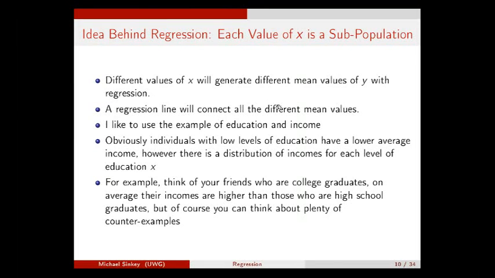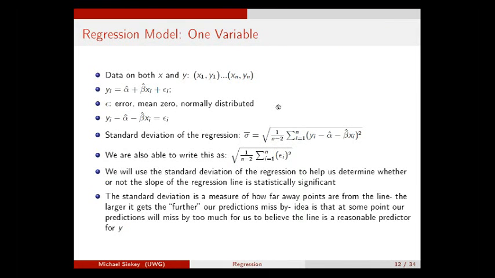And so we understand that lower education means lower average income, higher education means higher average income, but we also know plenty of counterexamples. The idea behind regression is we're going to draw a line that connects the means, and if there's more and more dispersion around these values, we start to think maybe it's not that valuable to fit this line.